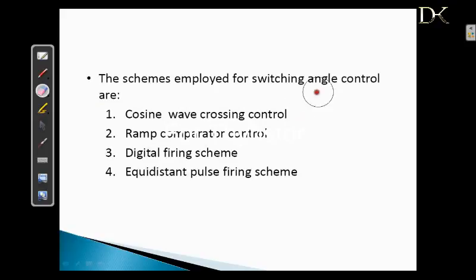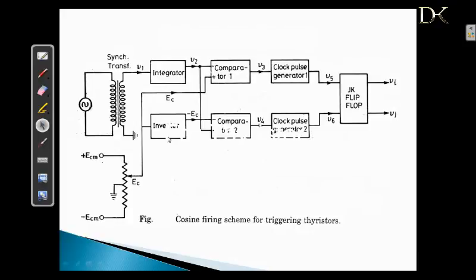Now if you see the basic building block diagram of this scheme, this is the basic block diagram. In this case, your cosine wave is compared against a DC reference signal and the corresponding trigger pulse is obtained. These are compared with the help of a comparator. In the first comparator, your V2, which is the cosine wave, is compared with the reference signal EC. So you can see whenever EC is greater than V2, your pulse is generated. While in comparator 2, whenever V2 is greater than minus EC, your V4 is generated.